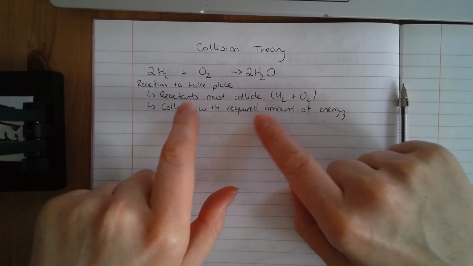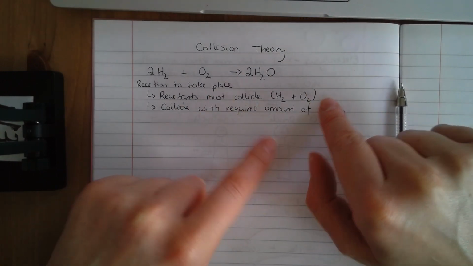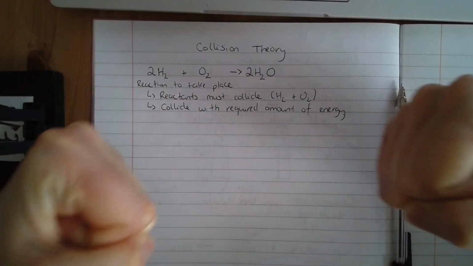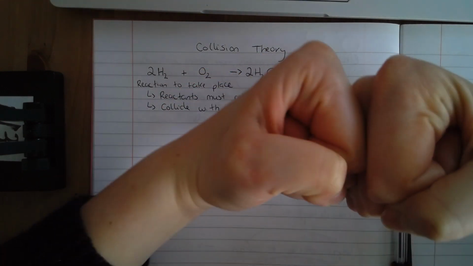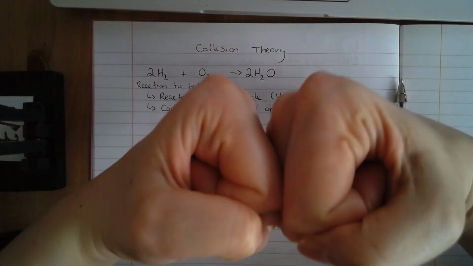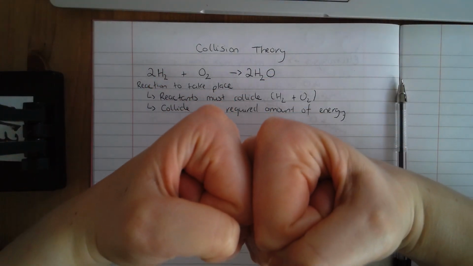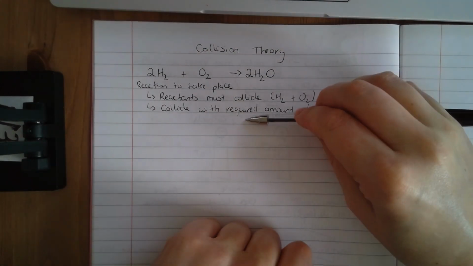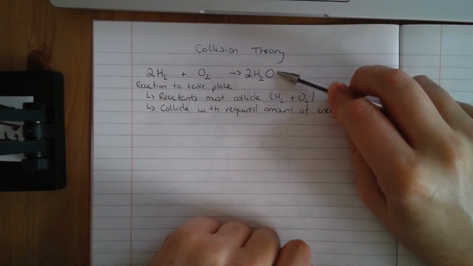I need them to collide with the required amount of energy, and this amount of energy, as we'll see in a later topic, is going to vary from reaction to reaction, but I need them to collide with a significant amount of energy so that when they collide, they actually form water. They're forming my product, they're forming water. I don't want them to collide and then just bounce off each other. So they need to actually physically collide, come in contact with each other, and they need to collide with energy. If that happens, then your reaction is going to take place. Your hydrogen is going to react with your oxygen and you're going to form water.